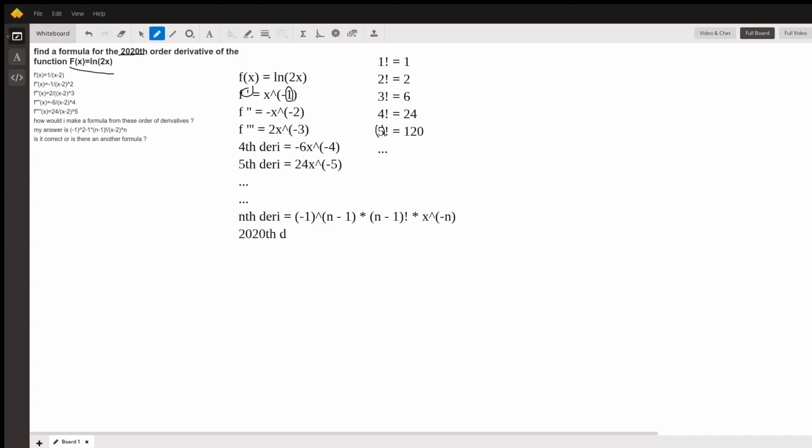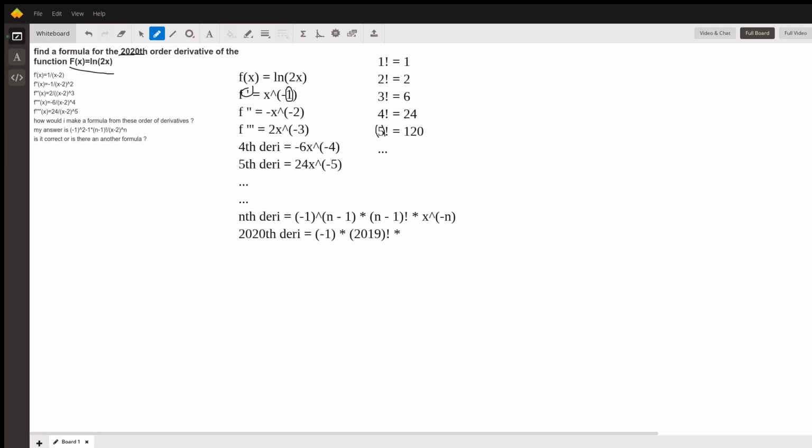So now if you want to take the 2020th derivative, simply negative 1 to the power of 2020 minus 1, so that's 2019. Notice that it is negative 1 to the power of an odd number, so it will just be a negative number.